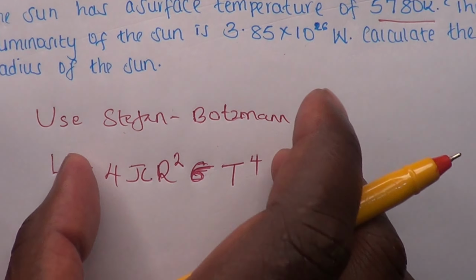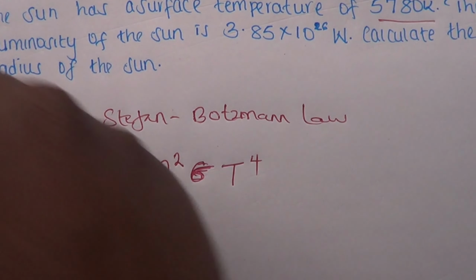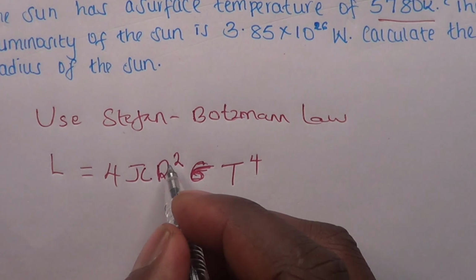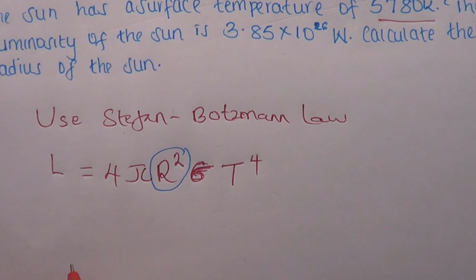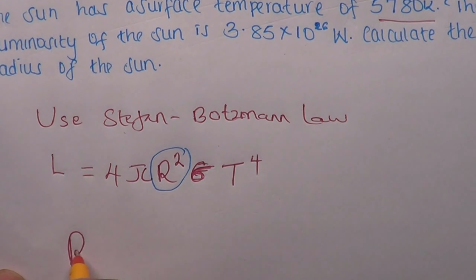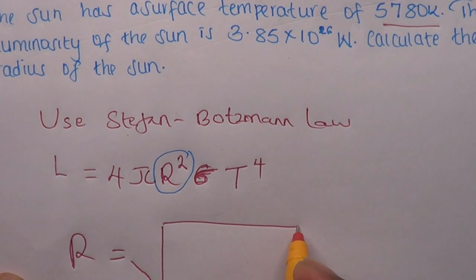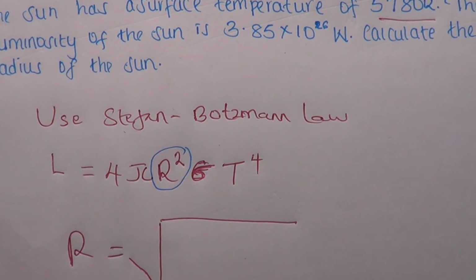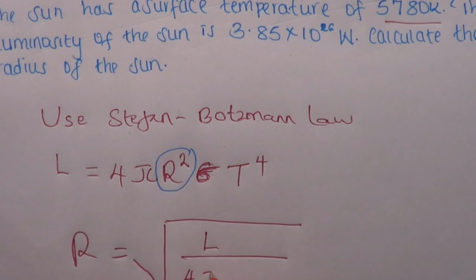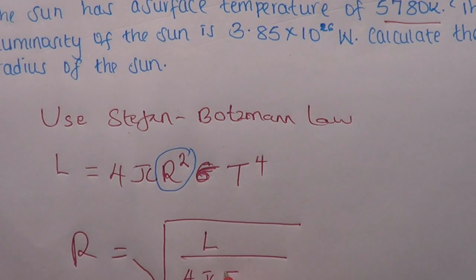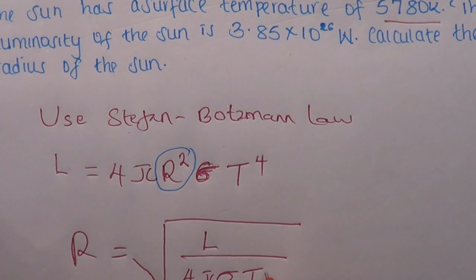Then from here, we need to arrange this because we need to calculate the radius of the sun. So let us arrange it, whereby to calculate the radius of the sun, radius is equal to the square root of luminosity over 4 pi times the Stefan-Boltzmann constant times the temperature power 4.